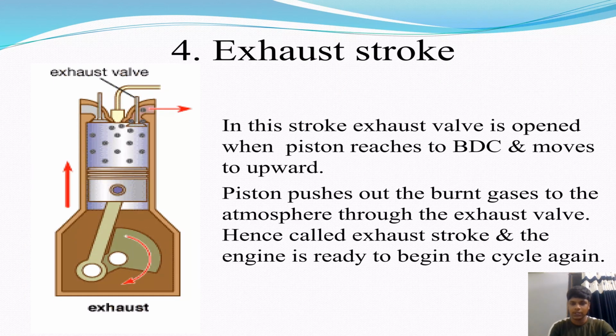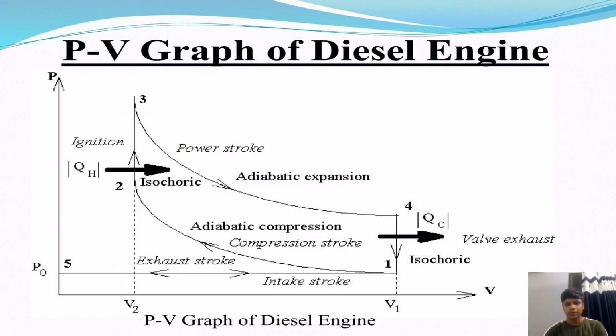Next, we will move on to exhaust stroke. In this stroke, exhaust valve is opened when piston reaches BDC and moves upward. Piston pushes out the burnt gases to the atmosphere through the exhaust valve, hence called exhaust stroke, and the engine is ready to begin the cycle. Next, we will see the PV graph of the diesel engine. Here you can observe the PV graph of diesel engine.